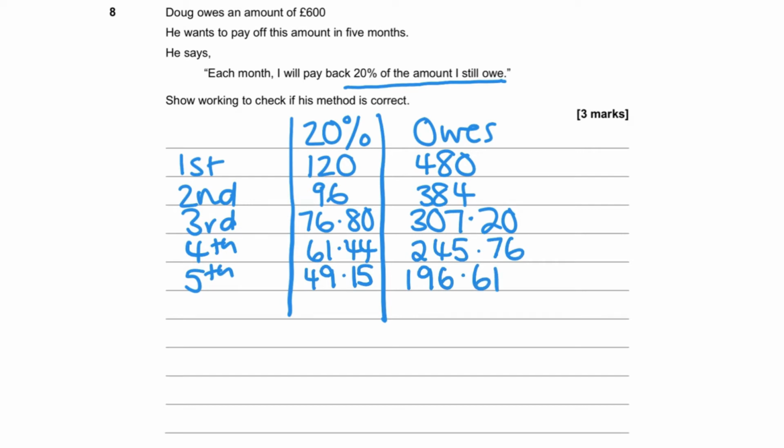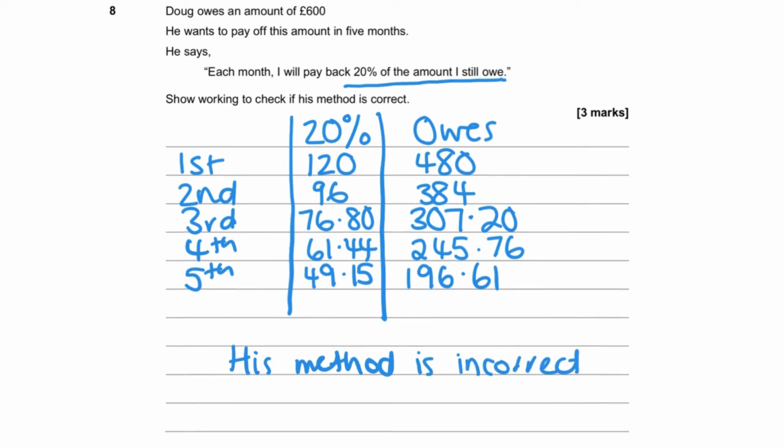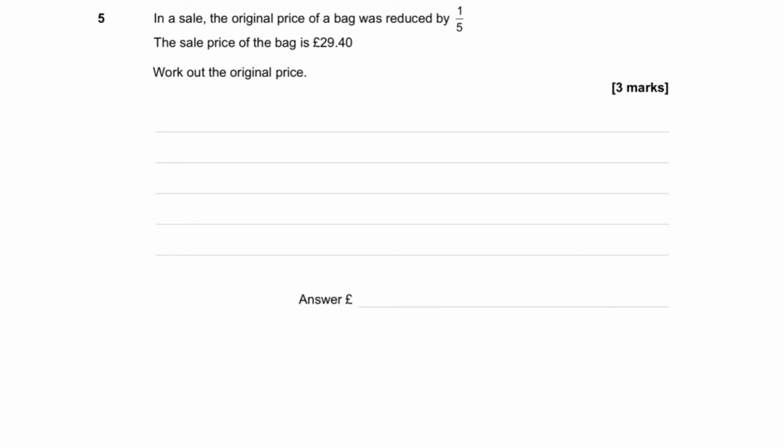£196.61. So our working shows that Doug is still going to owe money if he uses this method of only paying back 20% of the money that he still owes, so he will still owe money at the end of the 5 months. So we can write at the bottom, his method is incorrect.